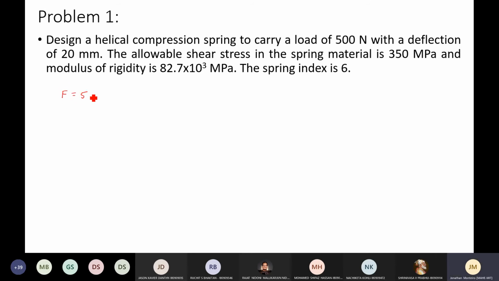This F is 500 newtons. Got it? Deflection y is 20 mm. Allowable shear stress in the spring material, that is tau, is 350 megapascal, and G value is 82.7 into 10 raised to 3 megapascals. In other words, it is 82.7 gigapascals, and spring index C is 6. What is the C? C we know as D by d.